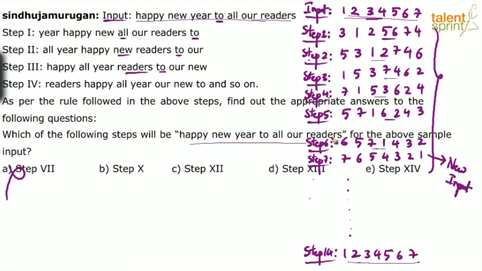So if you want the same input, how many steps will be needed? 14 steps, and 14 steps is option E. He's asking which step; 14 steps will be the answer. Is that clear to all of you? I hope it is clear, right? So the answer will be 14 steps. Let us go to the next question now.